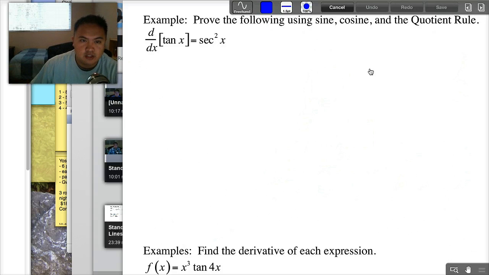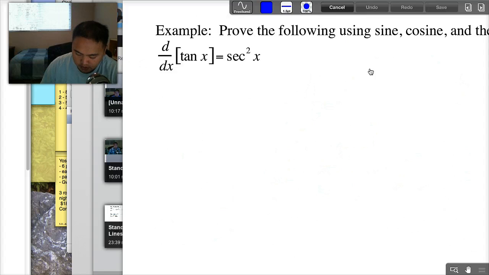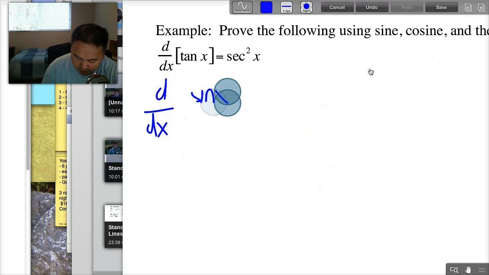It says take the derivative of tangent and you should get secant squared. In any proof, I'm basically going to focus on one side and try to make it look like the other side. In this case, I don't know what secant squared is or how to do secant, so I'm going to use tangent. If I want the derivative of tangent, the instructions give us a hint: this means the same thing as sine x over cosine x.